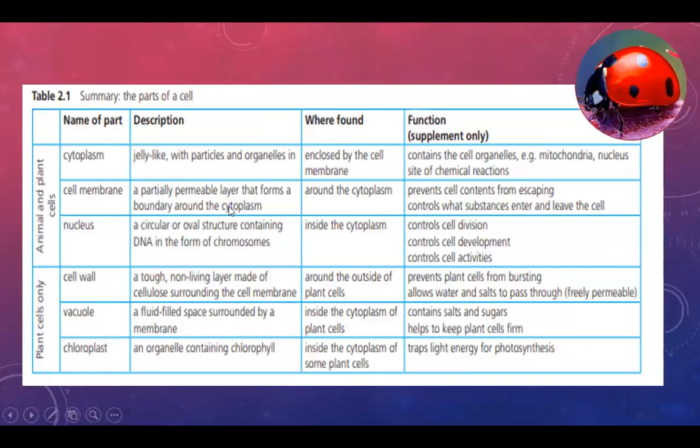So this is the summary. You can take the picture of it. I have discussed every pointer from here. So you can just take a snapshot of this, and this can be kept as your notes for animal cell and plant cell, and you can refer to it directly when you need to review the topic. So this is the summary of the plant cell. This has the information about the cytoplasm, what is the description, where it is found, and the function, and then the cell membrane, the nucleus, cell wall, vacuole, and chloroplast.